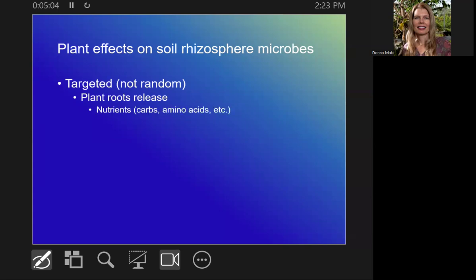And they release a bunch of different chemicals and organic acids, and on and on. Lots and lots of different chemicals and nutrients that get released by the roots on a pretty continual basis, including secondary metabolites that they're making specifically for the purpose of excreting them out to recruit certain microbes. So it's a very targeted thing.